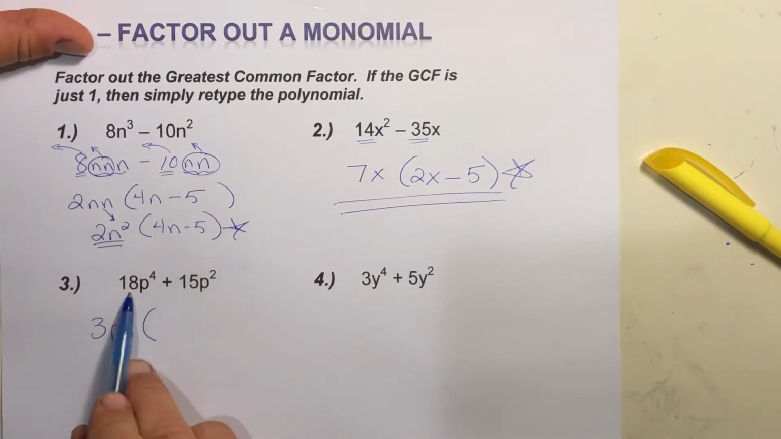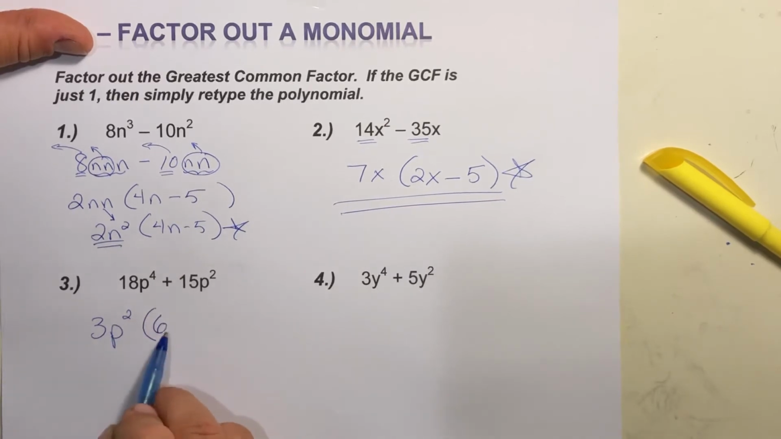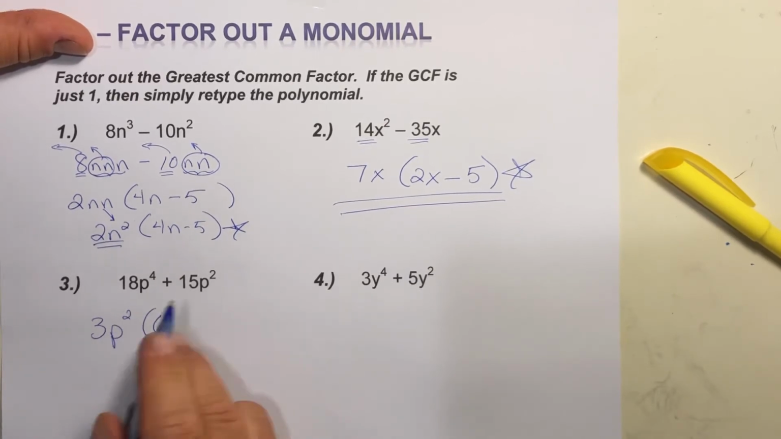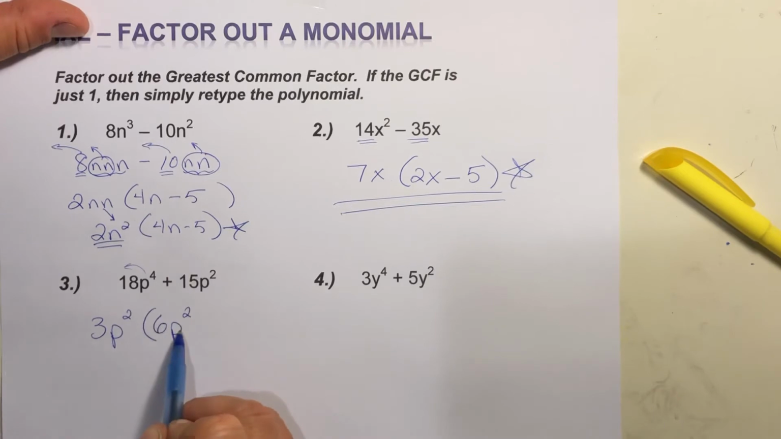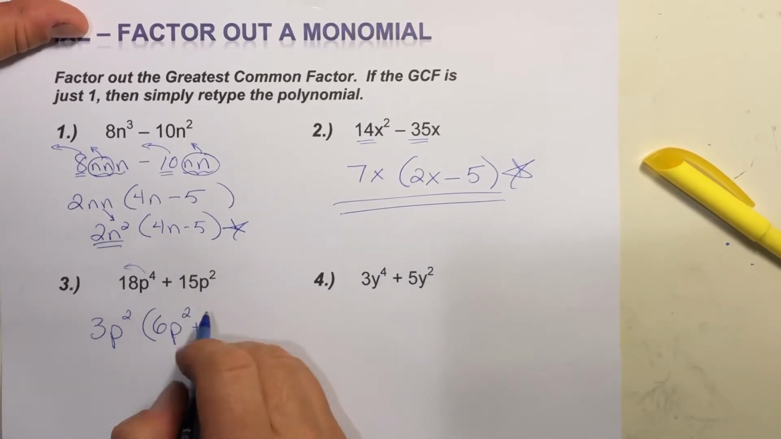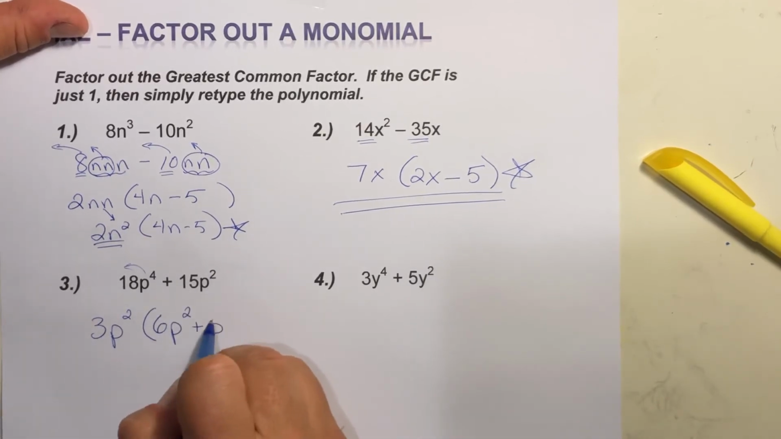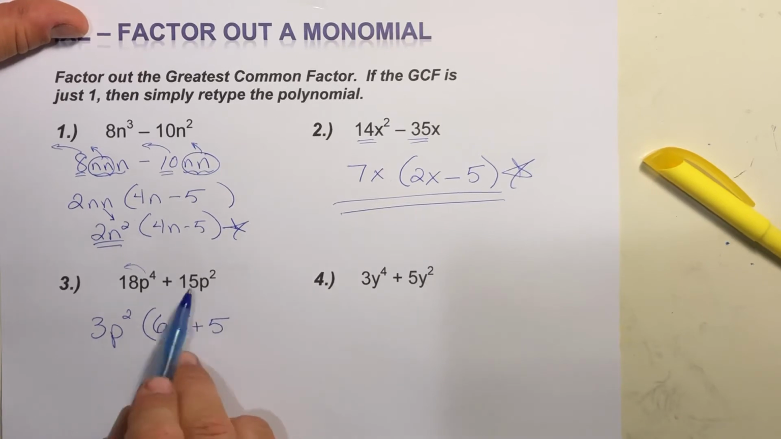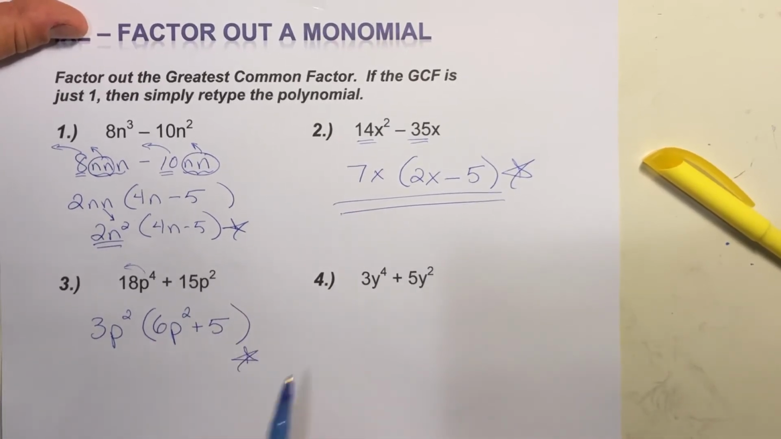3 times what gives me 18? Well, that's 6. p squared times how many more p's give me p to the 4th? Well, it's going to be another p squared, all right? Or another way to think about that is I divided out 2 of them, leaving 2 still there. All right, next, 15 divided by 3 is 5, or 3 times what brings me back to 15? And I've divided out both p's, right? I've divided out p squared, so we are finished. That's your answer. That's exactly how you type it in on IXL.